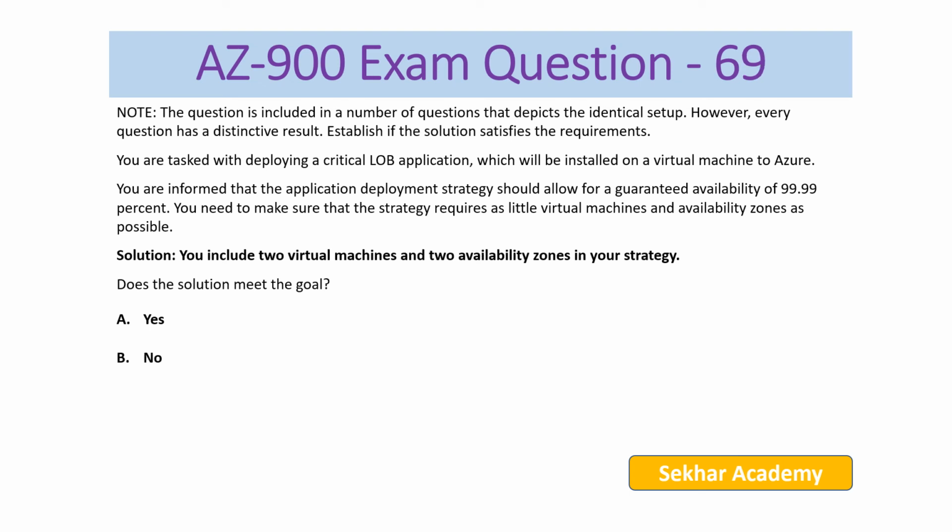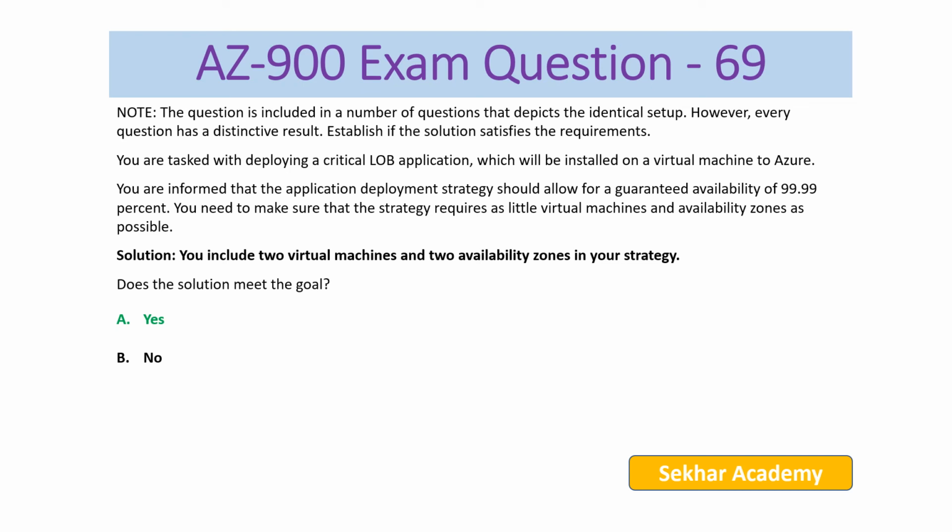AZ-900 exam question number 69. The question is same as what we have seen in the previous question 68. Solution is here. You include two virtual machines and two availability zones in your strategy. Does the solution meet the goal? Options we have A, yes, B, no. The right answer is yes.